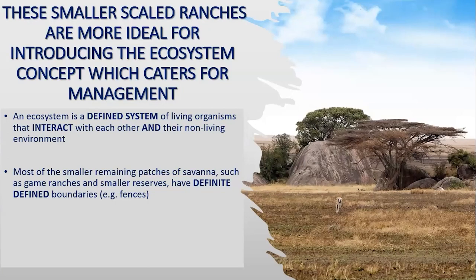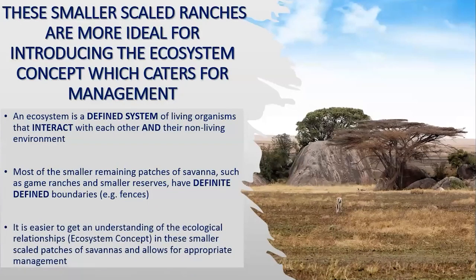I find that this is often not considered in describing reserves and the importance. It is extremely important to define the boundaries of your system. And if you don't define your boundaries, it's difficult to understand your system, to study the system, and even more difficult to manage it. So therefore, a very important aspect of understanding ecosystems is that they should be only considered when we have definite, defined boundaries. And it's easier to get an understanding of the ecological relationships, and that's the ecosystem concept, in these smaller scale patches of savannas, and allows for appropriate management.